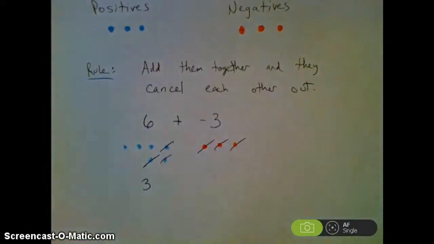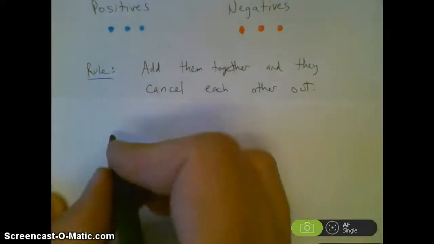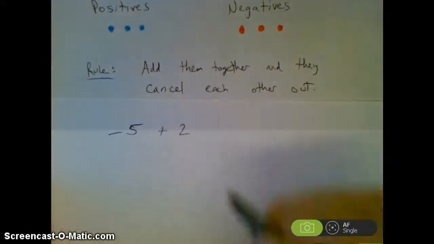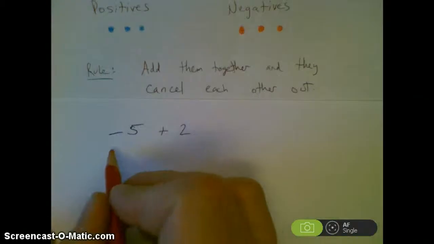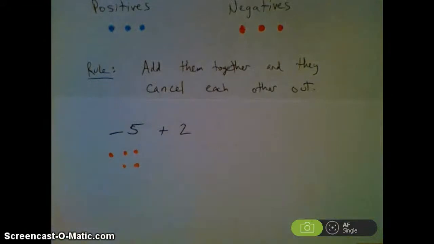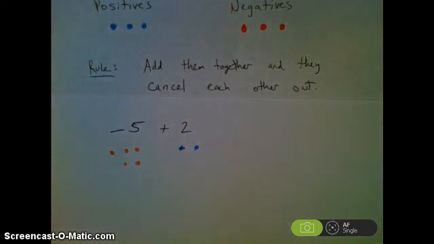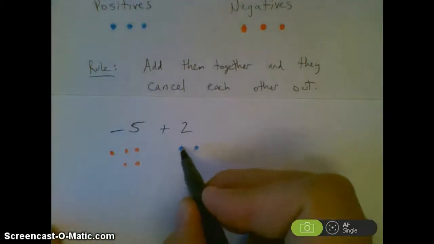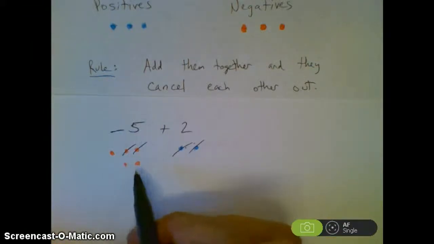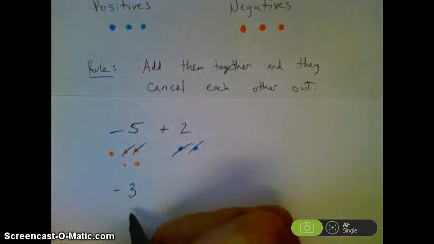I'll try another one. Let's say negative 5 plus positive 2. So I've got 1, 2, 3, 4, 5 negatives plus a positive 2, 1, 2. And they will cancel each other out. So I've got 2 blue dots that cancel out 2 red dots. These are gone. I'm left with 1, 2, 3 red dots, or negative 3, since red represents my negatives.